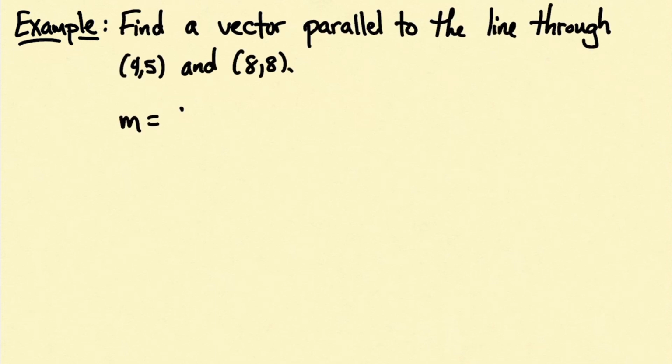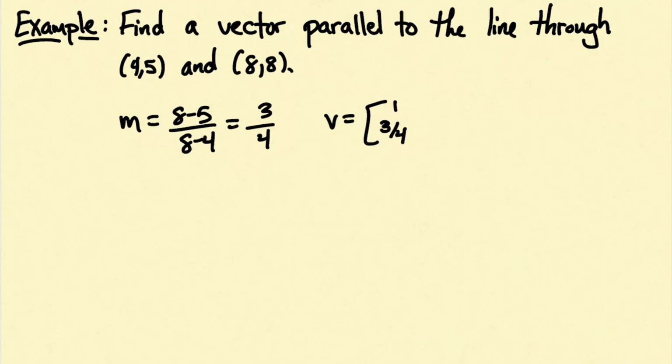So as an example, let's find a vector parallel to the line through the points (4, 5) and (8, 8). We get the slope 3/4. So we can write down the vector v equals (1, 3/4). Or, as we observed above, it's sometimes simpler, especially when we have a fraction, to write this as (4, 3). Both vectors point in the same direction. One is simply longer than the other, and the vector with coordinates 4 and 3 is a little simpler to write down than one that has a fraction as a coordinate.